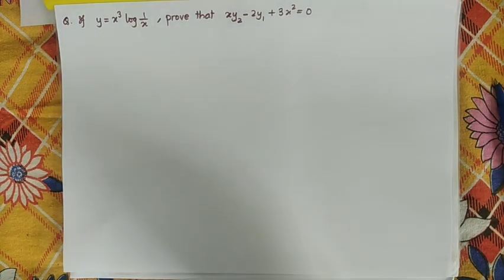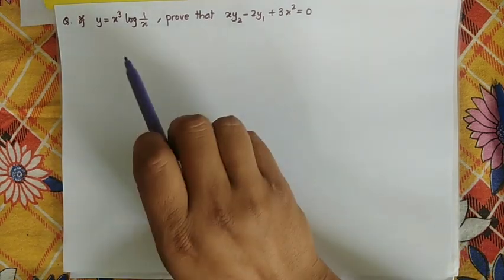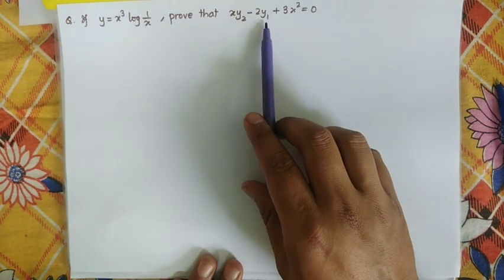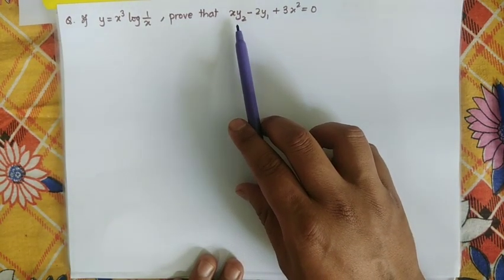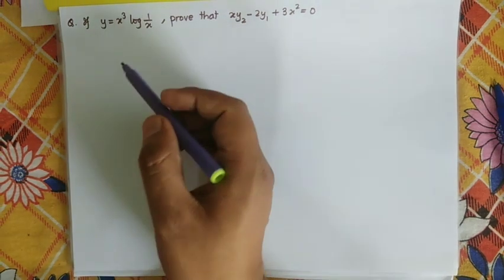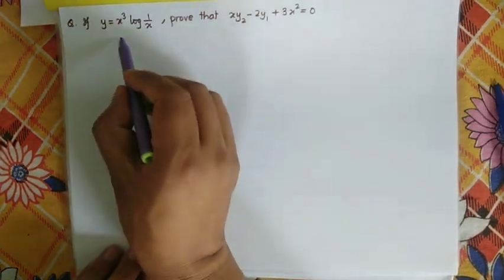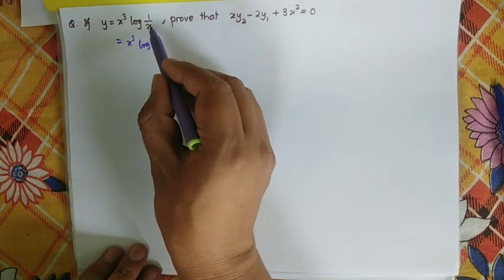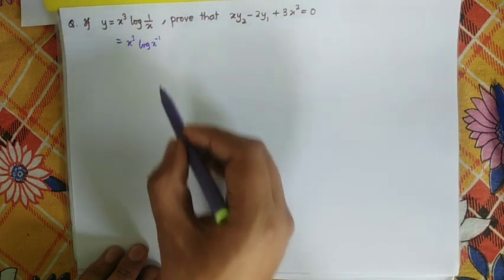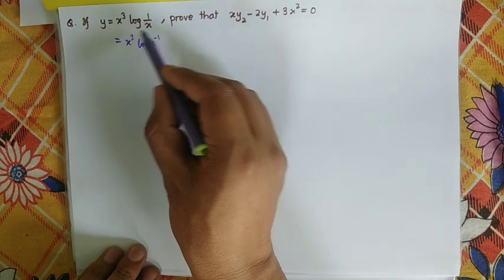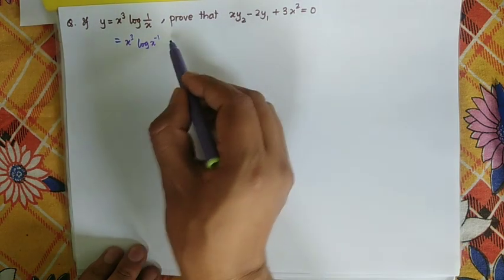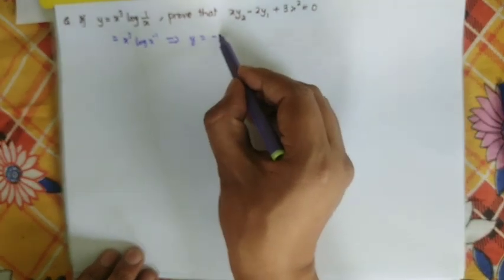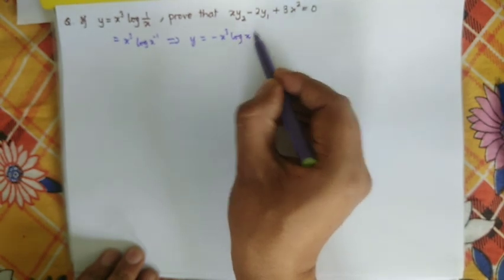Dear students, now we'll see the next problem, this one. If y is this much, we need to prove this. y1 stands for the first order derivative and y2 stands for the second order derivative. Let's begin. We have y equals this, and this can be further simplified this way. x cube log, now this 1 by x can be written as x to the power minus 1, and this power can be taken in front, so I can write y equals minus x cube log x.